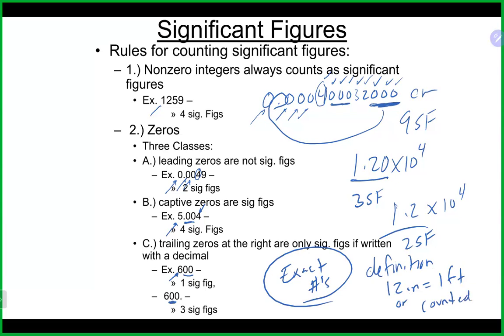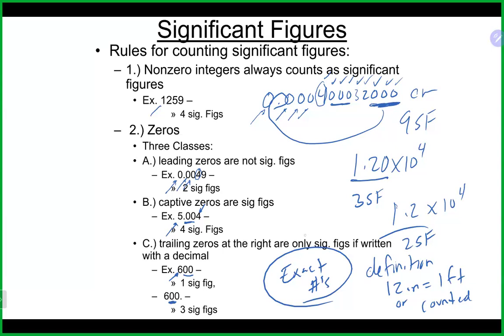Like, for example, if I had 4 apples on the desk, I'm not going to do some type of experiment to figure out how many apples I have on the desk. I'm just going to simply count them. So something that's counted, or something that's a definition in chemistry, and we'll talk a little bit more about this when we talk about dimensional analysis, these things are considered exact numbers.